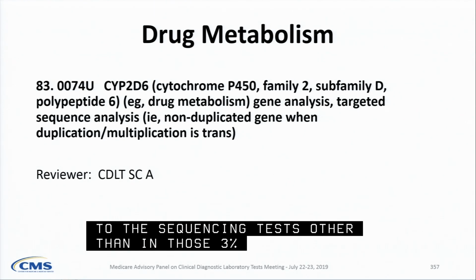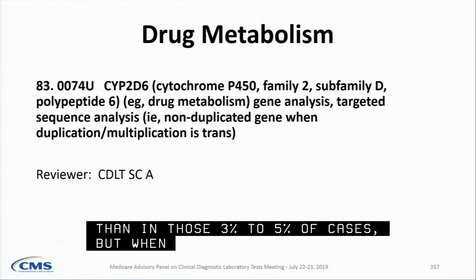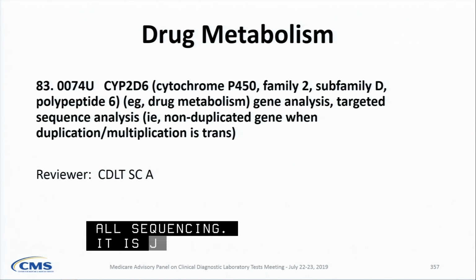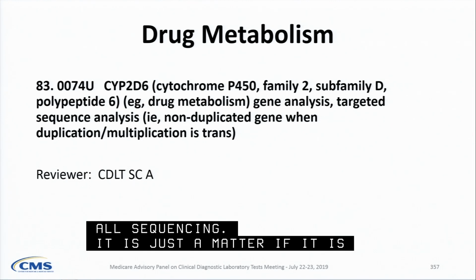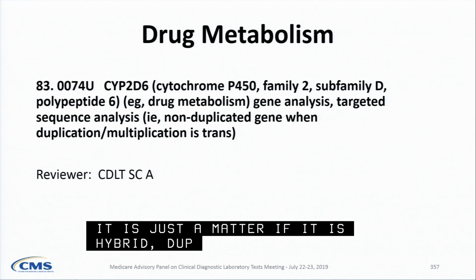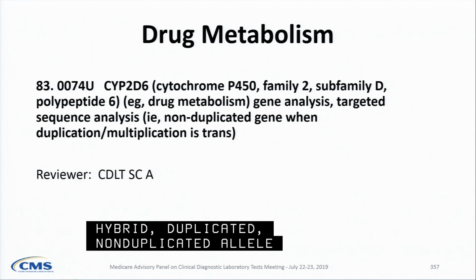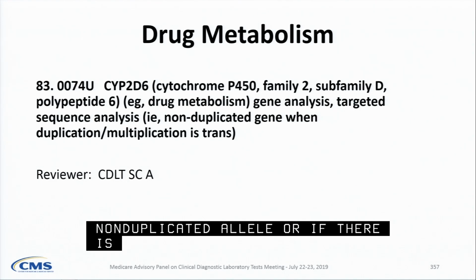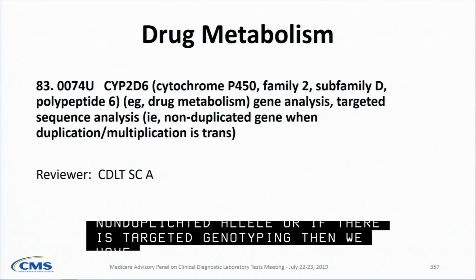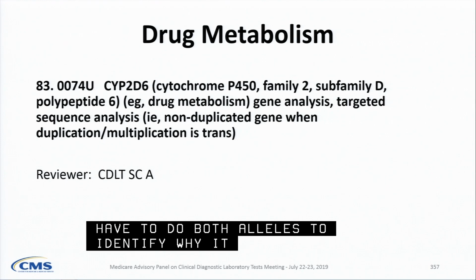It's just a matter of whether it's the hybrid allele, the duplicated allele, the non-duplicated allele, or depending on if we've got a targeted genotyping that doesn't make a haplotype, then we have to do the full gene sequence of both alleles to identify why it's not making a haplotype. So probably due to a rare variant.